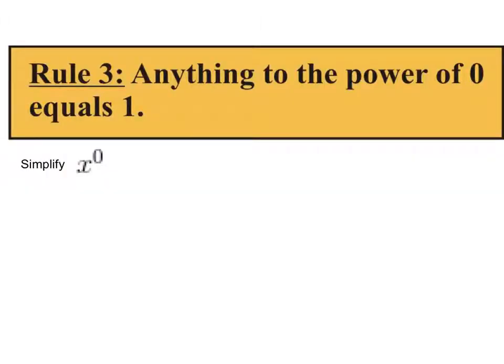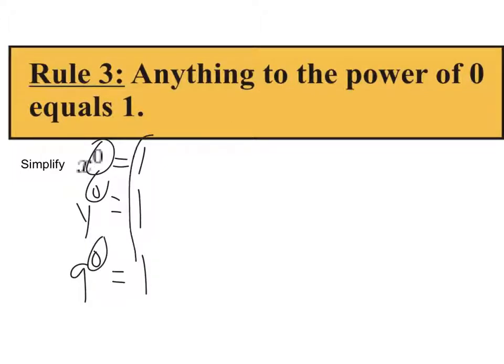Rule number 3: anything raised to the 0 power equals 1. So if I had x to the 0 power, I would get 1. If I had y to the 0 power, I would have 1. Even if I had a number, 9 to the 0 power, I would still get 1. So anything raised to the 0 power gives me 1.